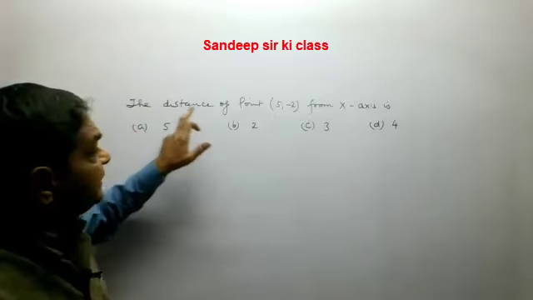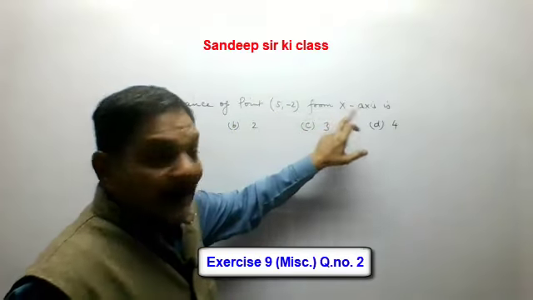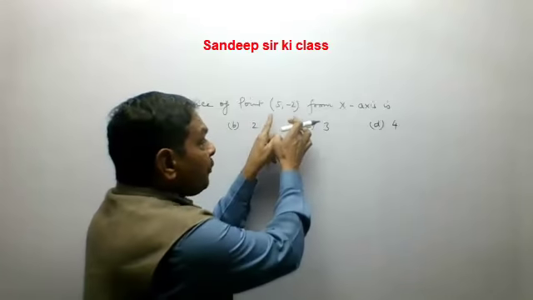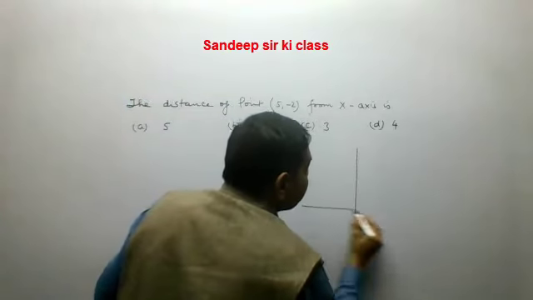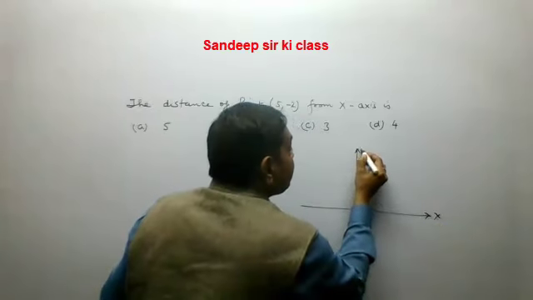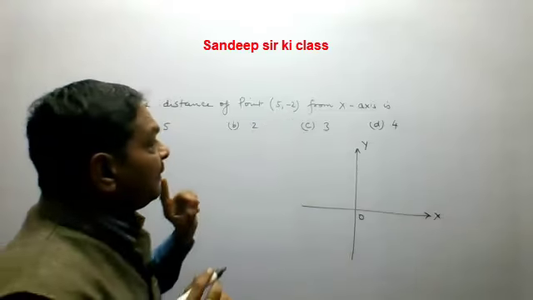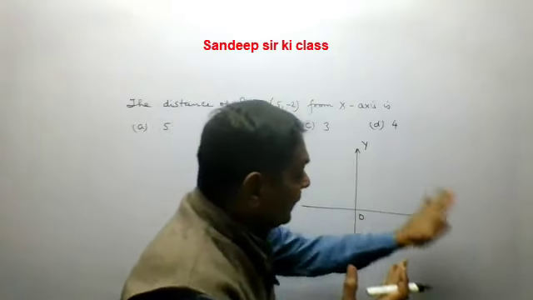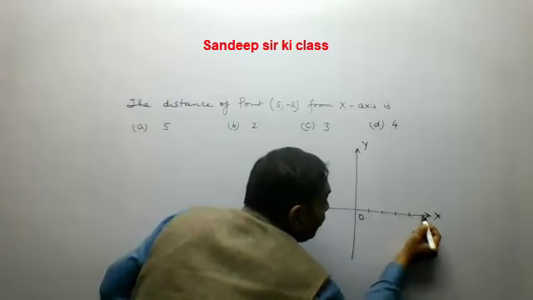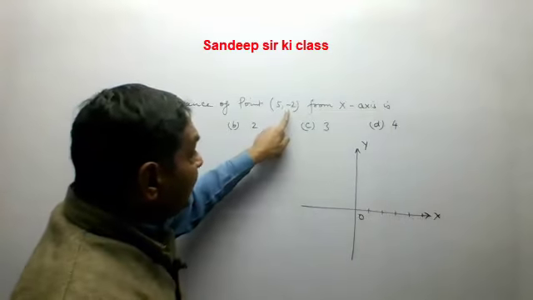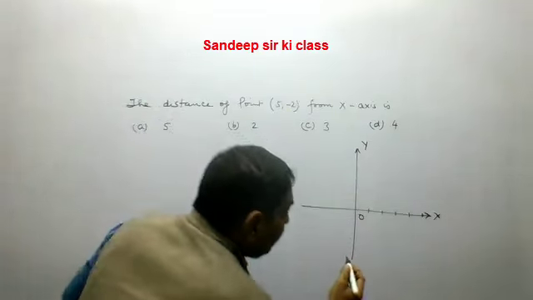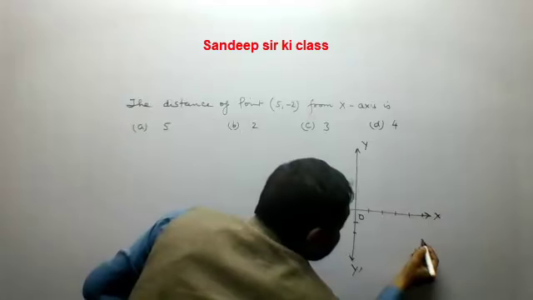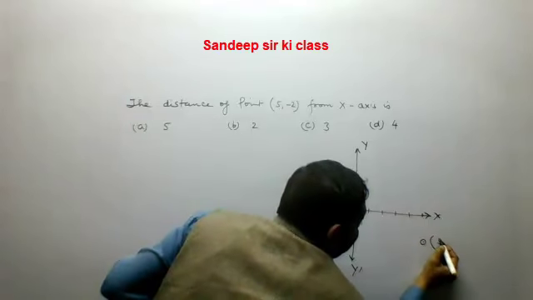Next question, the distance of point (5, -2) from x-axis. Options are 5, 2, 3, 4. See, again we have to plot this point on the graph paper. This is our y-axis, this is x-axis, origin is this. First plot this point. 5 indicates that on x-axis we have to move 5 units to the right side. So 1, 2, 3, 4, 5, this is that point. Now -2 indicates it should be in the negative direction of y-axis. This is our y dash. 1, 2. We move in the negative direction, and here this point is (5, -2).